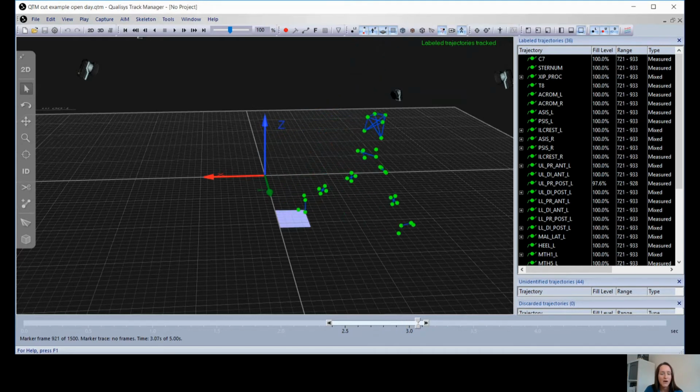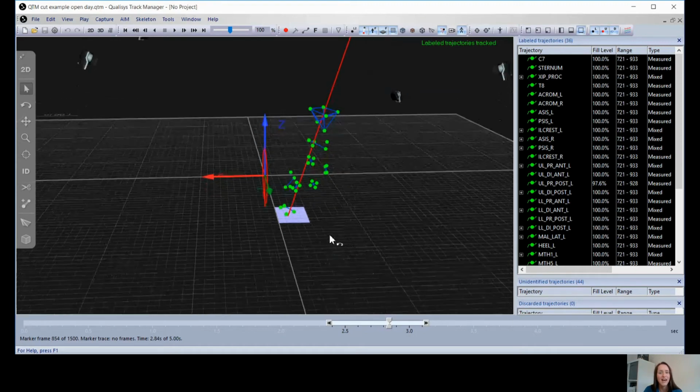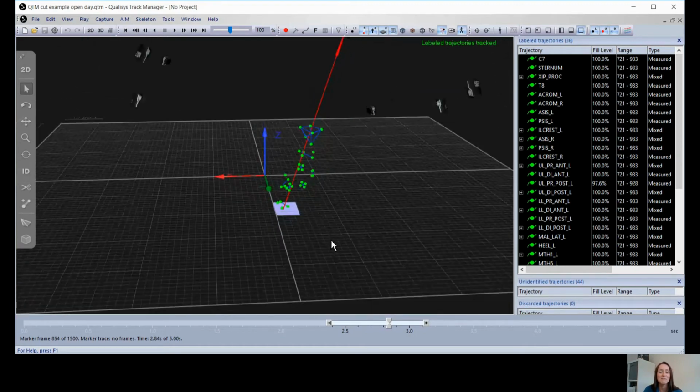Hopefully you can also see here as well, when the athlete places their foot on the force platform, you can see a large red arrow that appears. That's their ground reaction force vector. The size of that arrow gives us an idea of the magnitude of the force placed on the body.